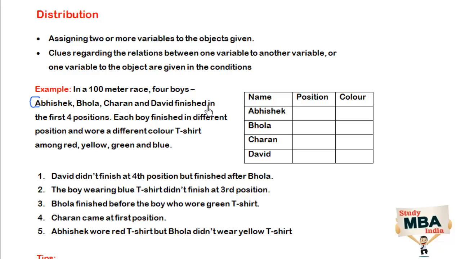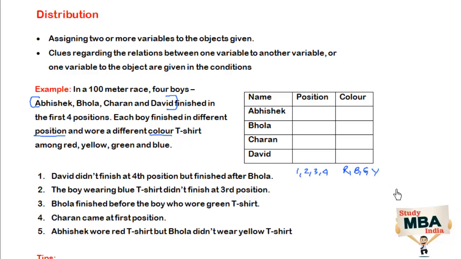So here the boys, or these 4 boys, will become the objects, and there are 2 types of variable. One is position and the other is the color. As you can see, we usually solve such kind of questions by arranging them in a tabular format. So here I have written the name of the boys, and I have 2 columns, one for position and the other for color. We have to fill the column of position by numbers, say 1, 2, 3 and 4, and the column of color will be filled by the colors, say red, blue, green and yellow. And this is our end objective.